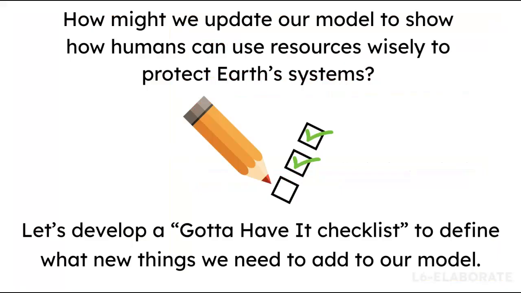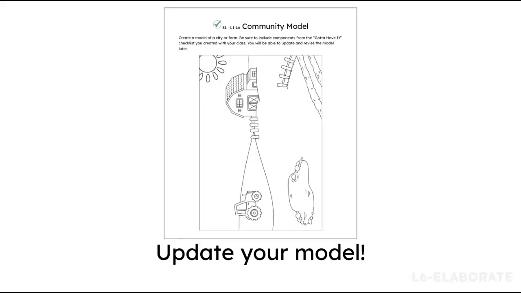For the Elaborate portion, you'll remind students of the model they've been working on. You'll ask students how they might update their models to show how humans can use resources wisely to protect Earth's systems. You'll develop a Gotta Have It checklist with students to define what new things they need to add to their model. You'll have students update their model in the Community Model student journal page.